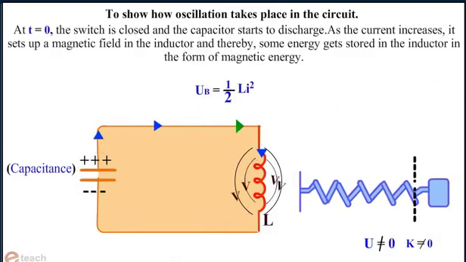At t equals 0, the switch is closed and the capacitor starts to discharge. As the current increases, it sets up a magnetic field in the inductor and thereby some energy gets stored in the inductor in the form of magnetic energy.